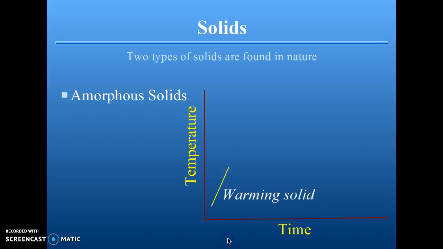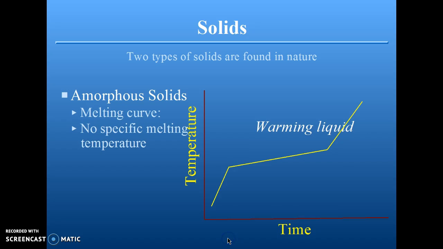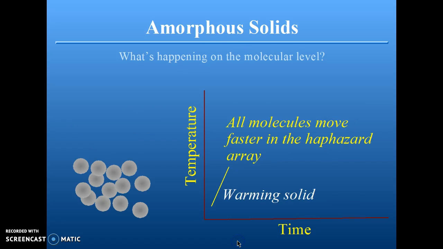Here's an amorphous solid melting. The melting curve shows the solid warming up, but then at the melting temperature you see a range of melting temperatures, and then once it's completely melted the liquid warms, giving you a graph similar to a crystal.